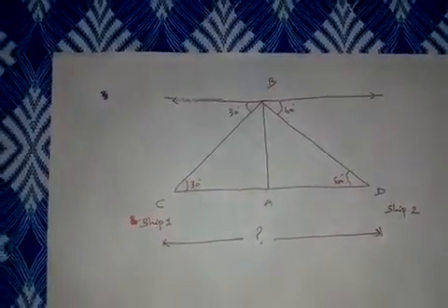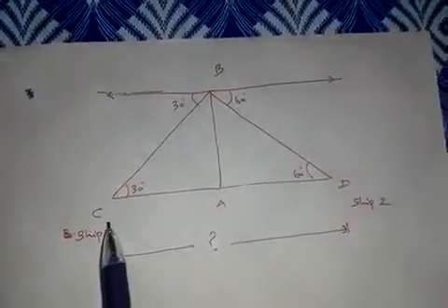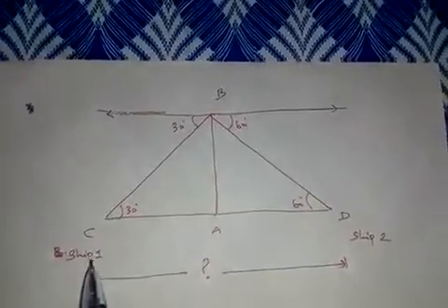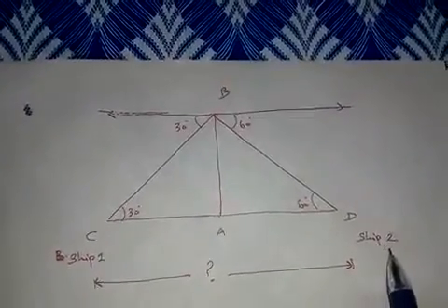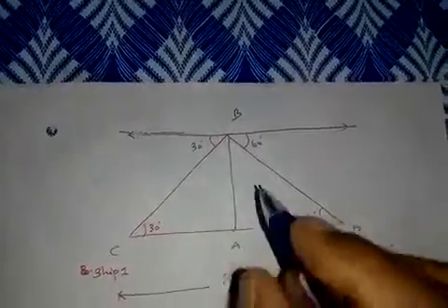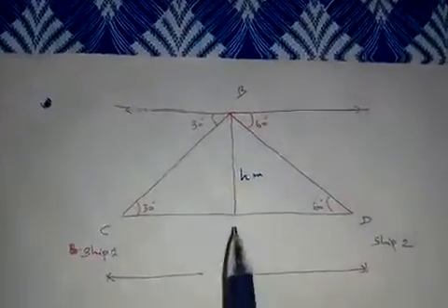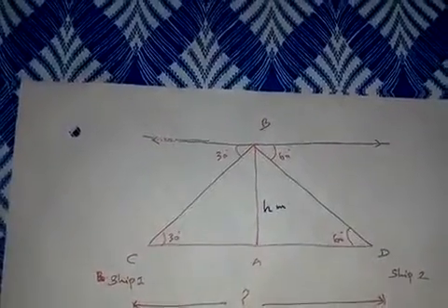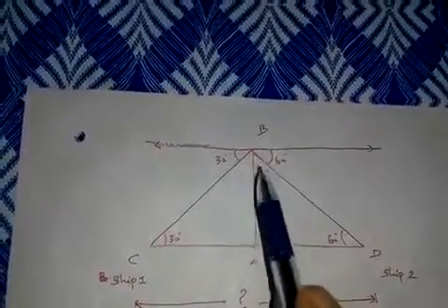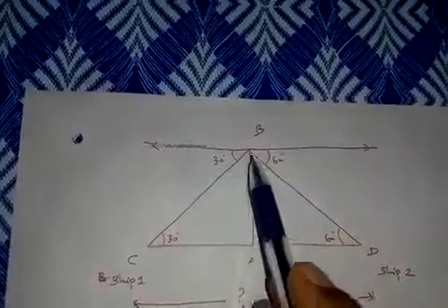Here in the diagram, let C be the position of ship 1 and D be the position of ship 2, and AB is the lighthouse. Its height is h meters. From the lighthouse, one ship is seen at an angle of depression of 30 degrees.